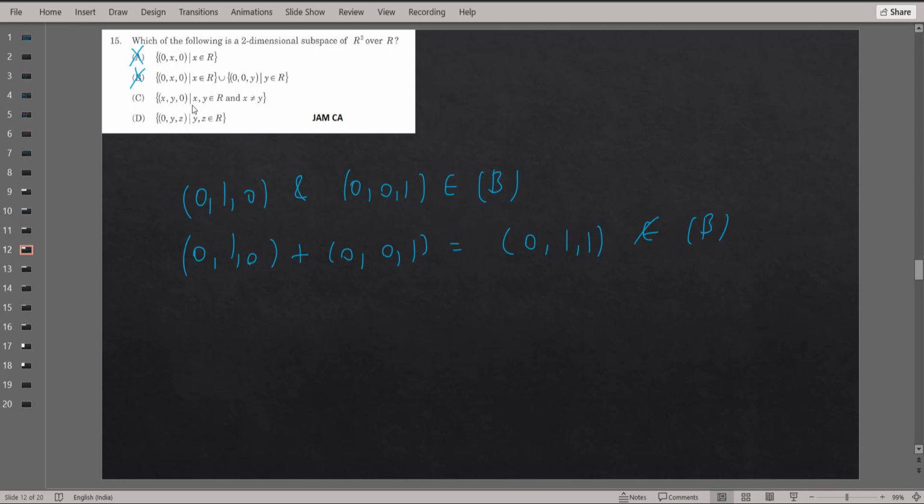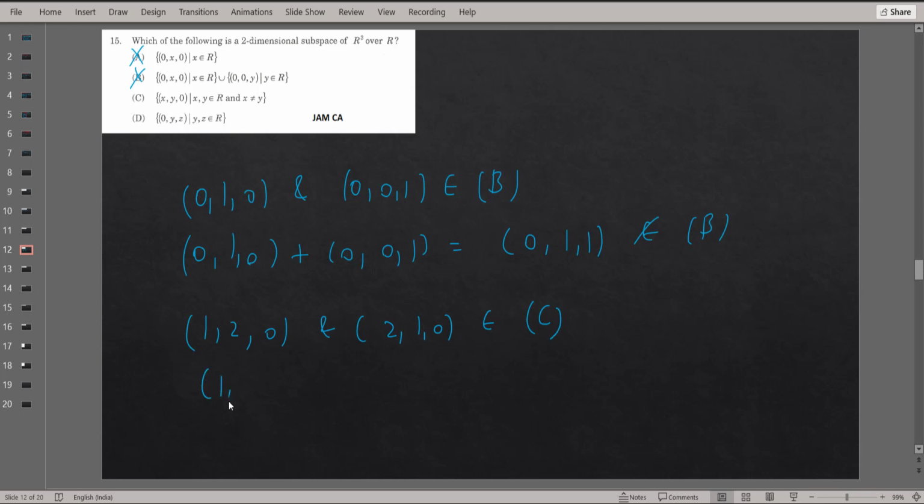Similarly, (x, y, 0), x, y belongs to R and x is not equal to y, is also not a subspace because (1, 2, 0) belongs to C and (2, 1, 0) belongs to C.